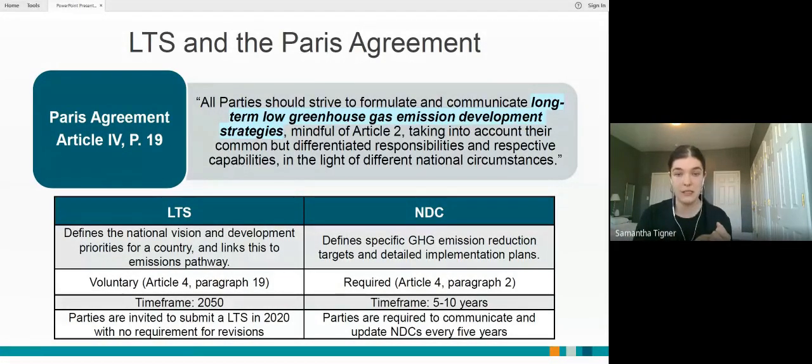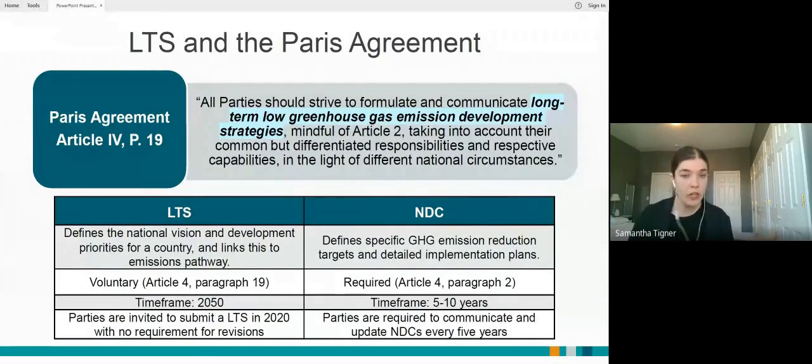Since we know that these country strategies or policy frameworks build upon the plans and targets set out in your NDCs and other policies like your national adaptation plans or your country development strategies, I wanted to discuss some of the key differences between NDCs and LTS as laid out in the Paris Agreement, which you can see denoted in the table on your screen.